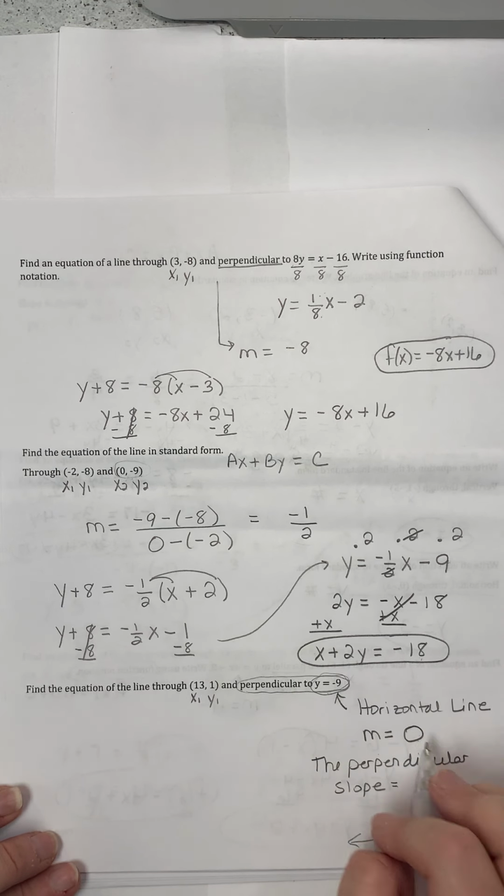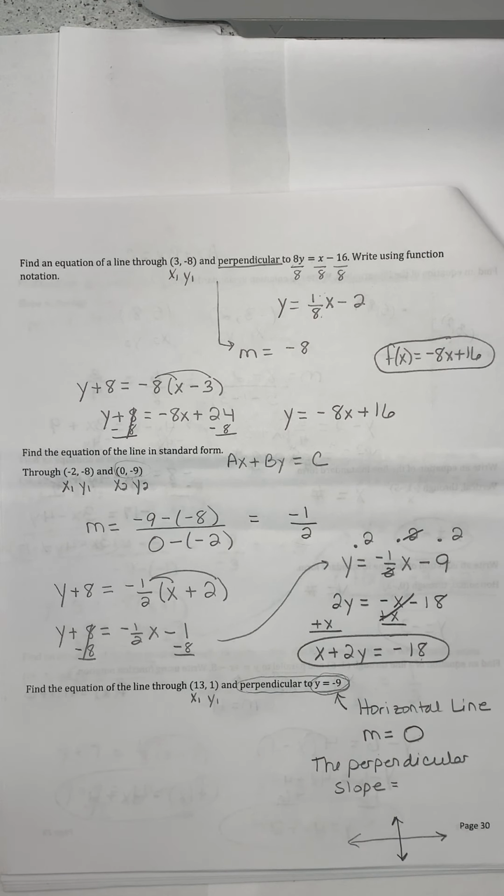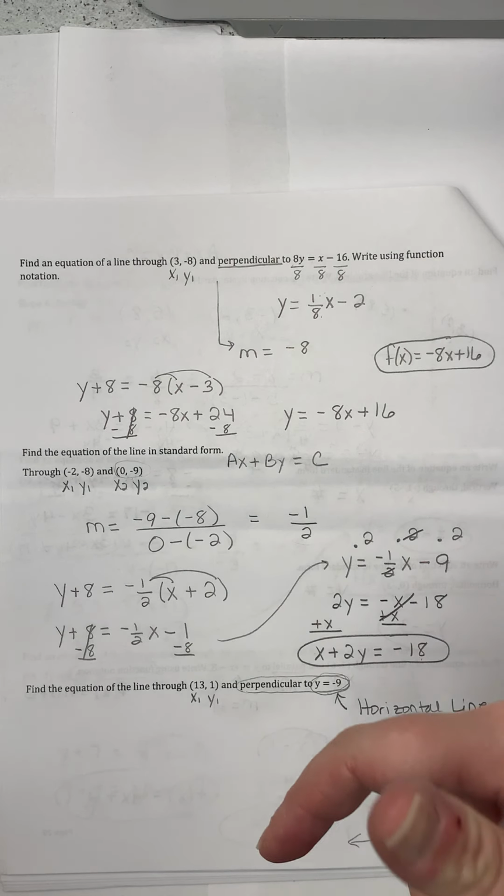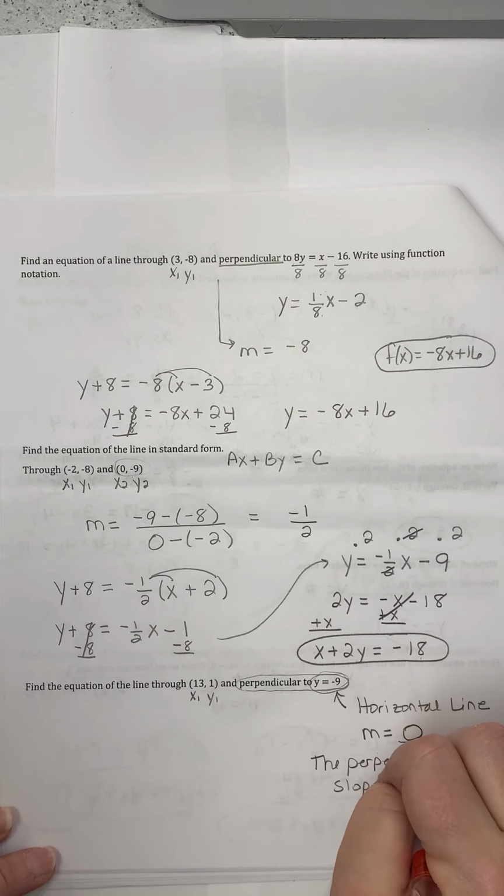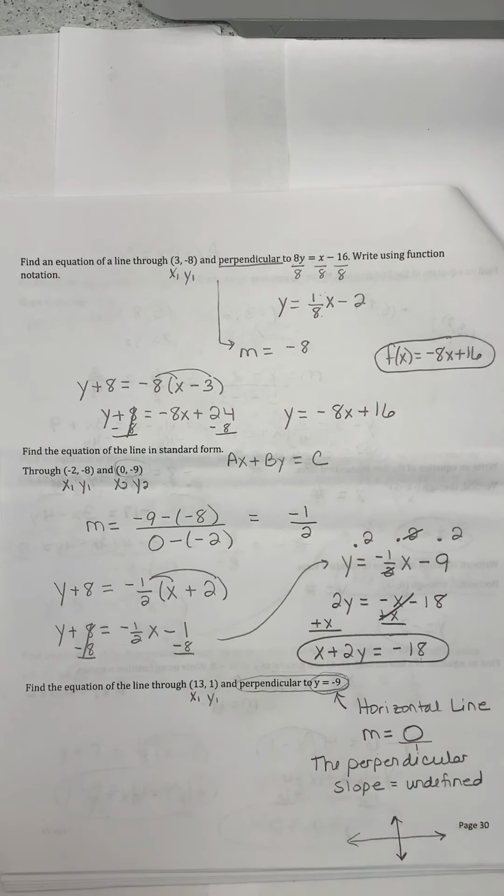So I can't make it negative because 0 is 0. I can't multiply by positive or negative. But what would be the reciprocal of 0 over 1? Well, it would be 1 over 0. And what is 0 in a denominator? Undefined. That's a vertical line.